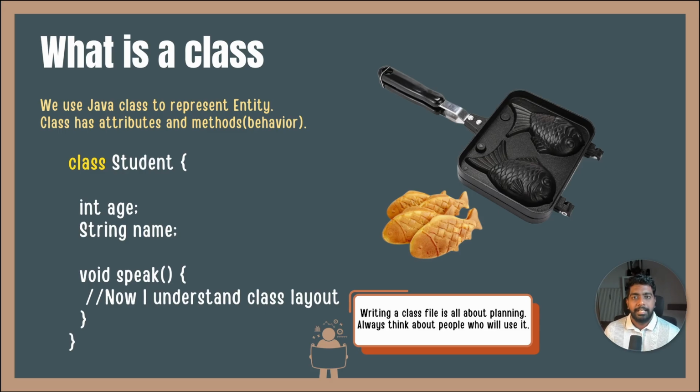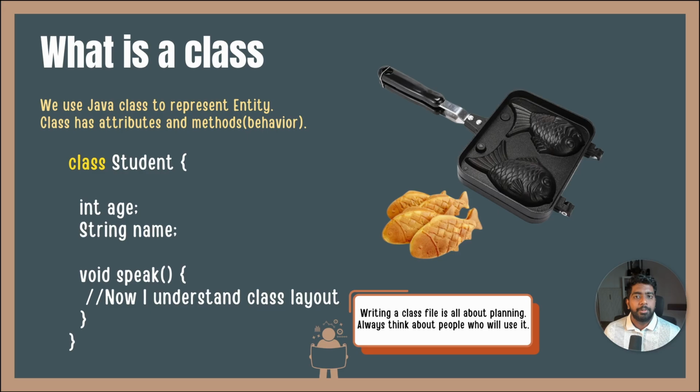So the class file is more like this machine, where it has a particular design and styling for that fish cookie. And that will be reflected in the fish cookie that you create out of that machine. Similarly, all the attributes and behaviors you write inside the class file will be reflected inside all the objects that get created from that class.